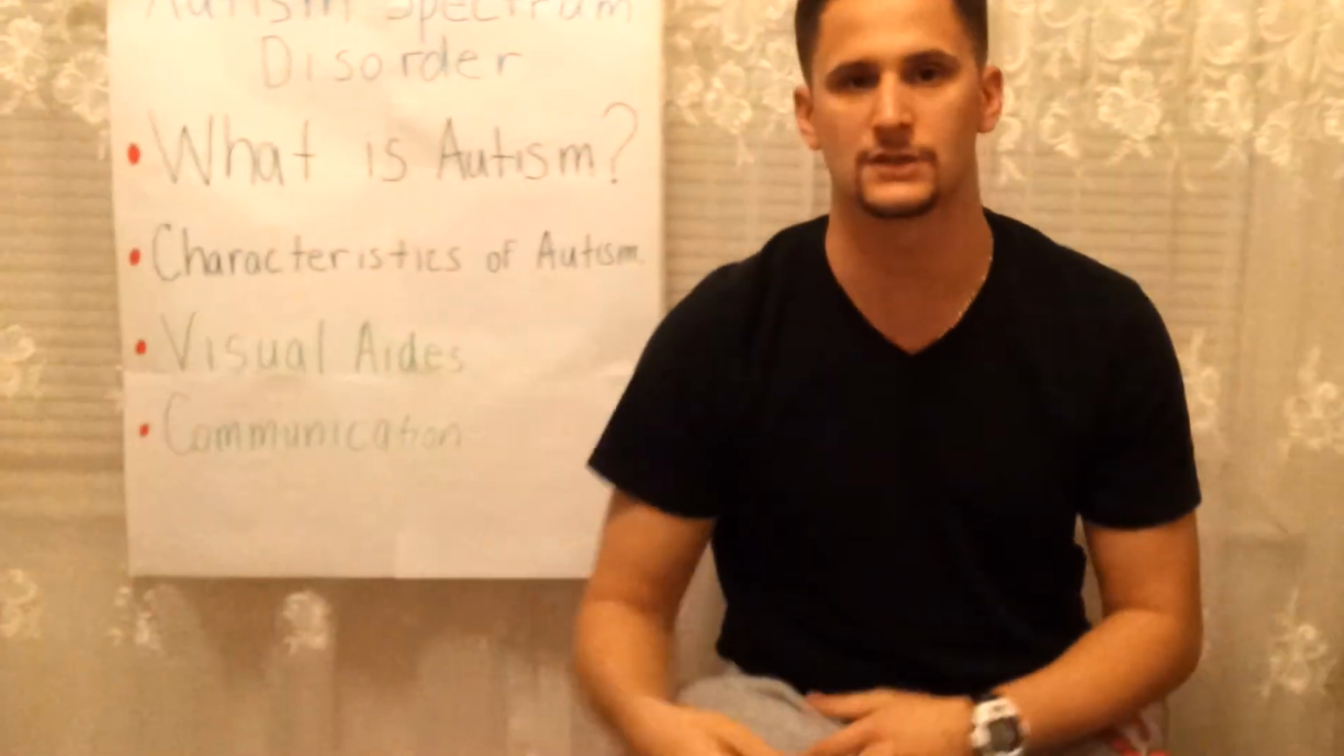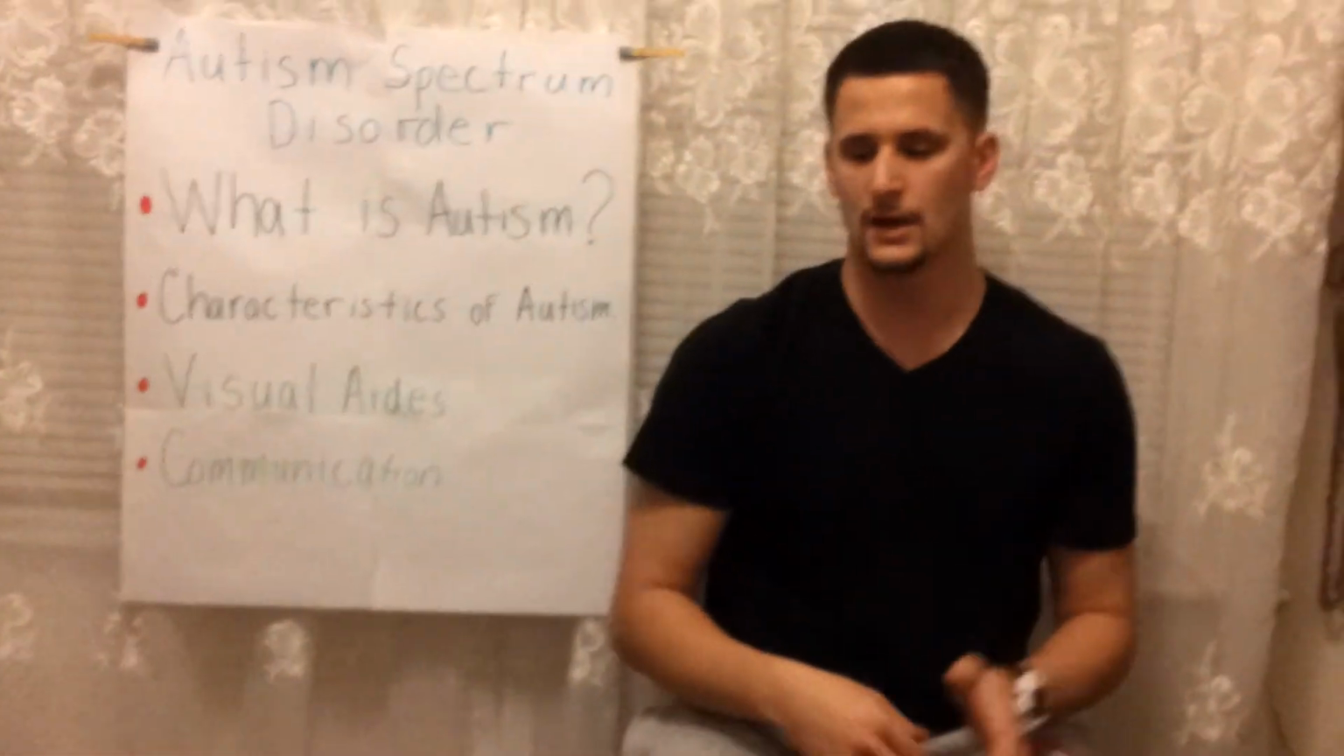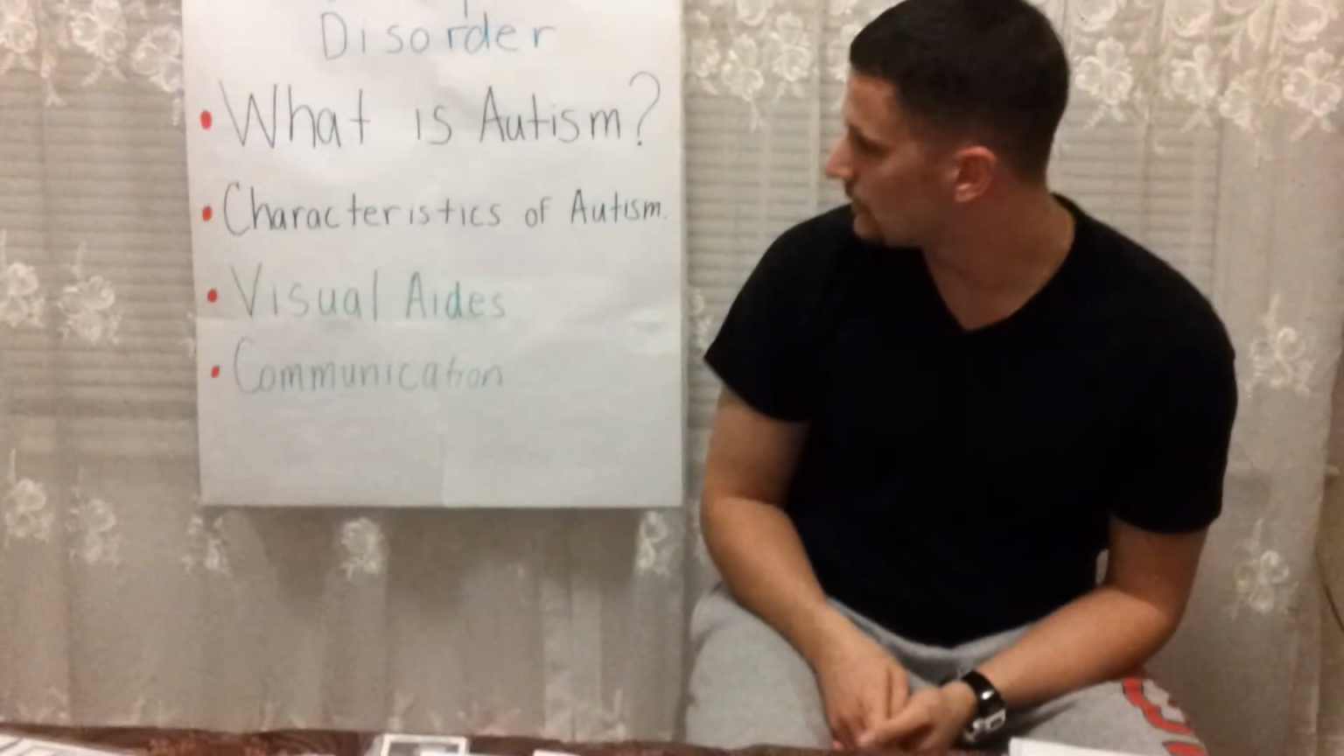There are also symbols, like I stated before, the Mayer-Johnson symbols. These are used on a PECS board, used with Velcro to communicate. So we went over some visual aids and communication. Some of the characteristics of children on the lower end of the spectrum would be walking on their tippy toes, limited eye contact, and echolalia.